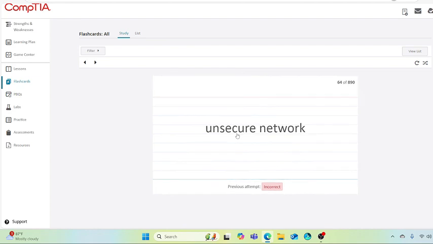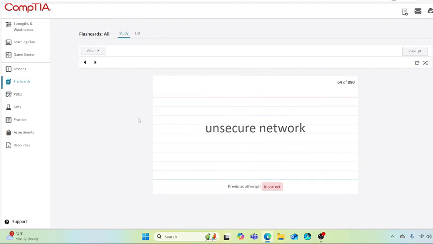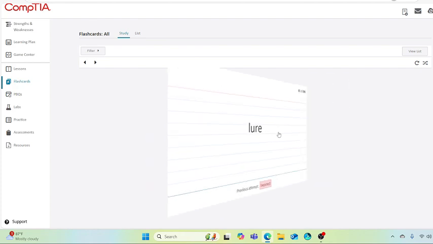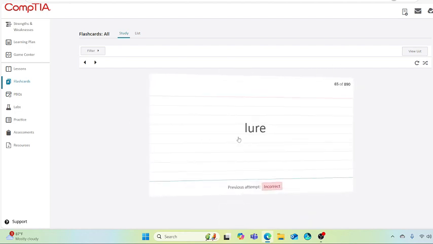Unsecured network. Configuration that exposes a large attack surface, such as through unnecessary open service ports, weak or no authentication, use of default credentials, or lack of secure communications/encryption. Lure. An attack type that would entice a victim into using or opening a removable device, document, image, or program that conceals malware.